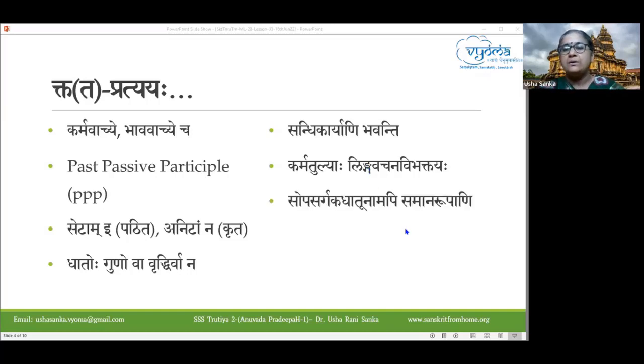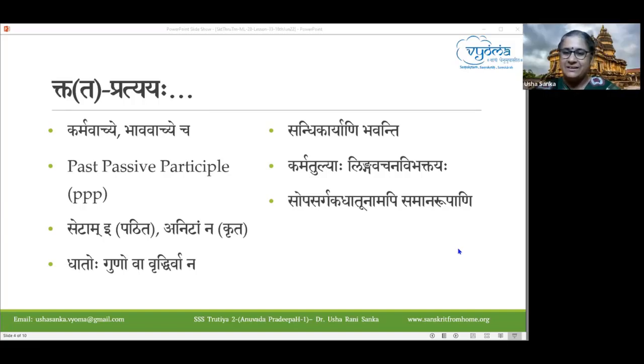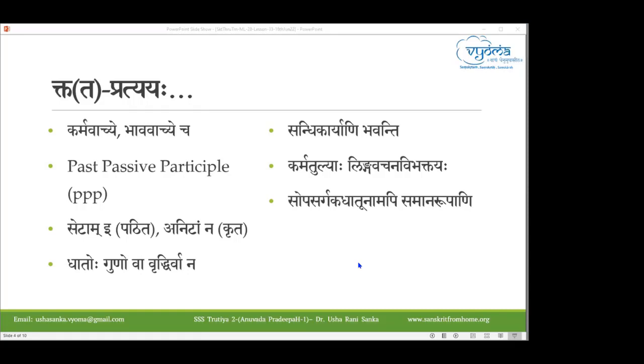Then when there is an upasarga, what happens? Can anybody tell? Like for example, ktva: when an upasarga comes, it becomes lyap. Does something like that happen to kta? No change. No change, right? Everybody convinced with the answer? No change? Sure? Why no change? Because of the ka in the name of the pratyaya.